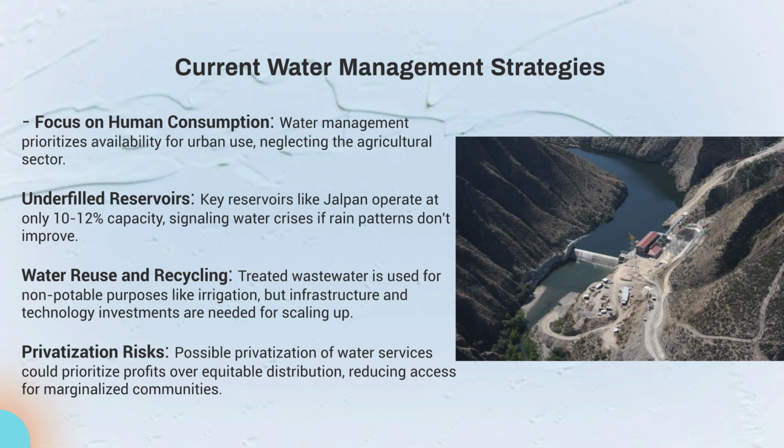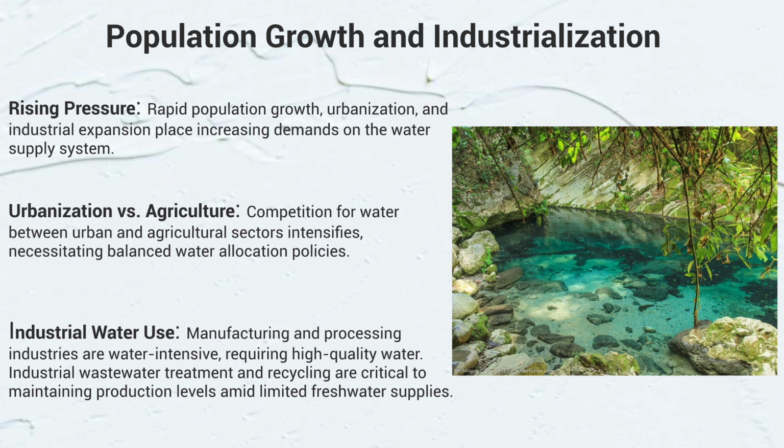Compounding this issue in Querétaro are rapid population growth, urbanization, and industrial expansion. These factors add more pressure on water resources, and urban areas and industry now compete with agriculture for water, leading to socio-economic tensions. High water demand from industrial activities, particularly manufacturing, makes wastewater treatment and recycling critical, ensuring that industries can maintain production without further straining freshwater supplies. This is a significant challenge that needs addressing.